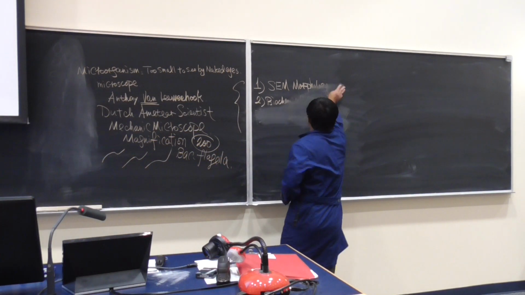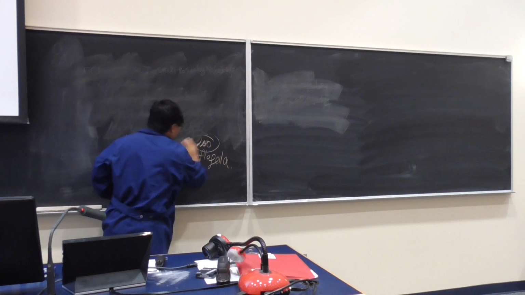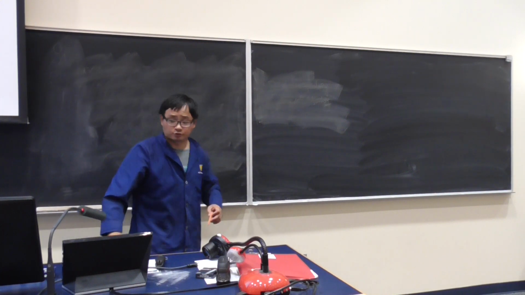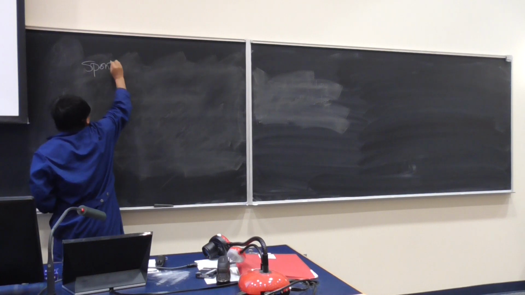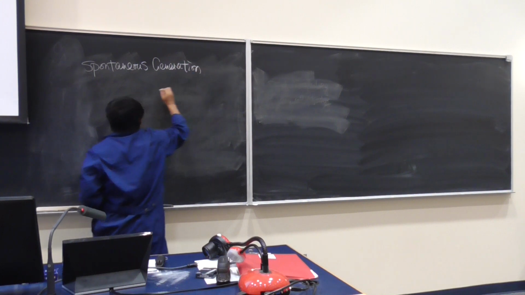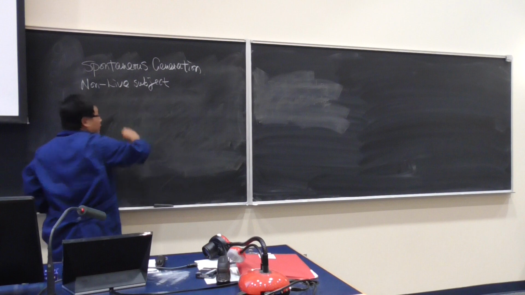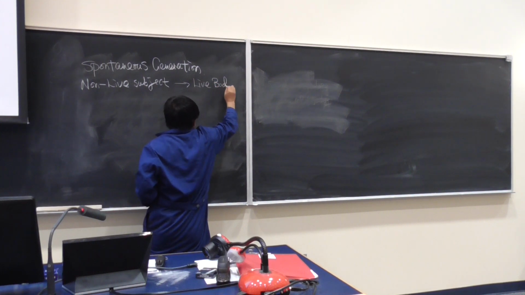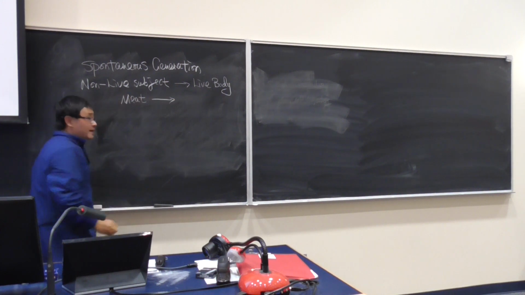Okay, the next thing we're going to talk about is spontaneous generation. That is a very interesting topic, and even today, people still debate about it. Some of them are scientific reasons, some of them are religion, or maybe politics reasons. So, what is spontaneous generation? Spontaneous generation means you have a non-living subject, which will automatically generate a living body. I'll give you a very easy example. We have meat. The meat will automatically generate a fly.